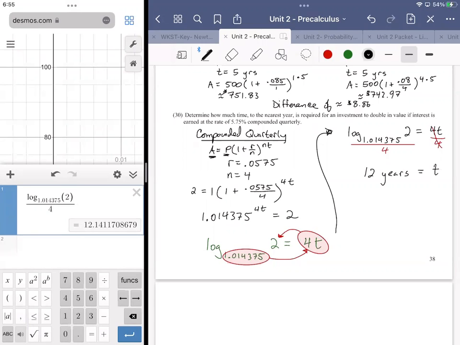All right. So at this interest rate, it would take 12 years to double your money. And that's interesting because that means no matter how much money you're starting with, after 12 years, you will have doubled it. So if you start off with $1, after 12 years, it'll become $2. But if you start off with 10 million, after 12 years, it'll be 20 million.